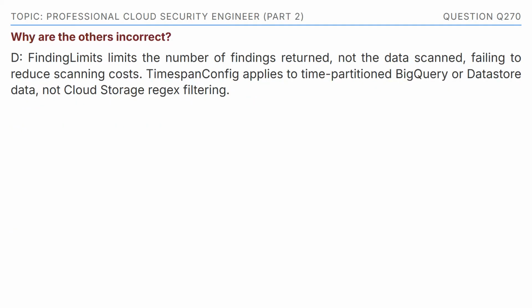Why are the others incorrect? D. Finding limits limits the number of findings returned, not the data scanned, failing to reduce scanning costs. Timespan config applies to time-partitioned BigQuery or datastore data, not Cloud Storage regex filtering.